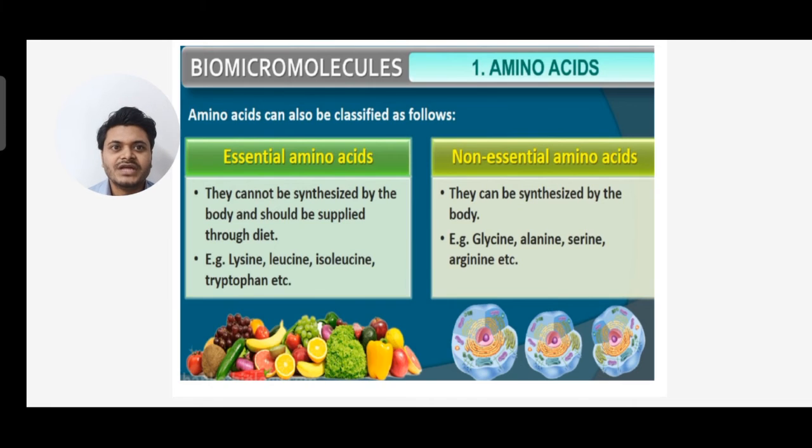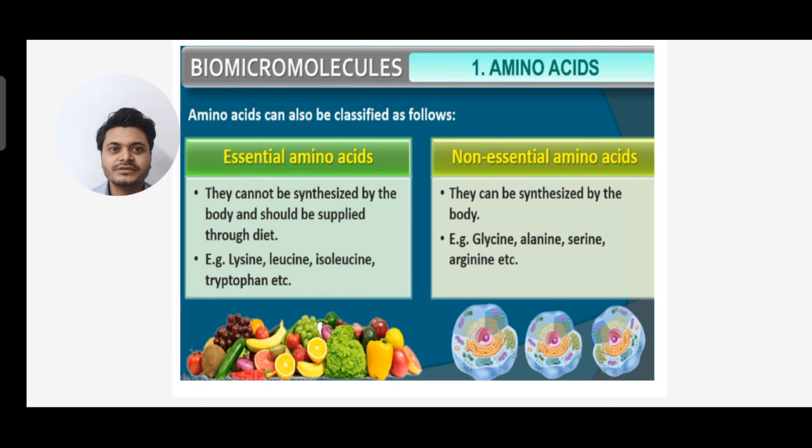Now we'll talk about how amino acids can be classified. Two different types of amino acids are there. One is essential amino acid, another is non-essential amino acid. Essential amino acids cannot be synthesized by our body and should be supplied through diet, whereas non-essential amino acids can be synthesized by the body.